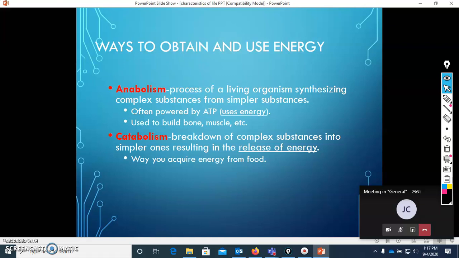Catabolic reactions, or catabolism, is where we break things down. When we take in food and digest it, we're breaking down those substances into simpler ones so that we can then use them to build things that we need, okay? So anabolic and catabolic are obviously the opposite of one another. You're either breaking things down or building things up. The overall sum of all of those reactions, both anabolism and catabolism, gives you your overall metabolism.